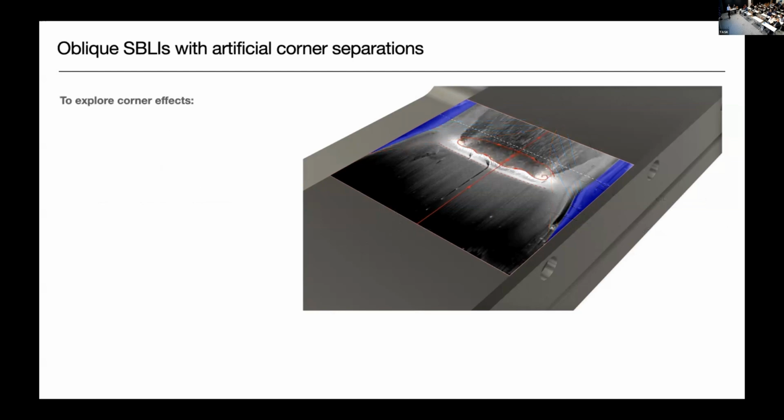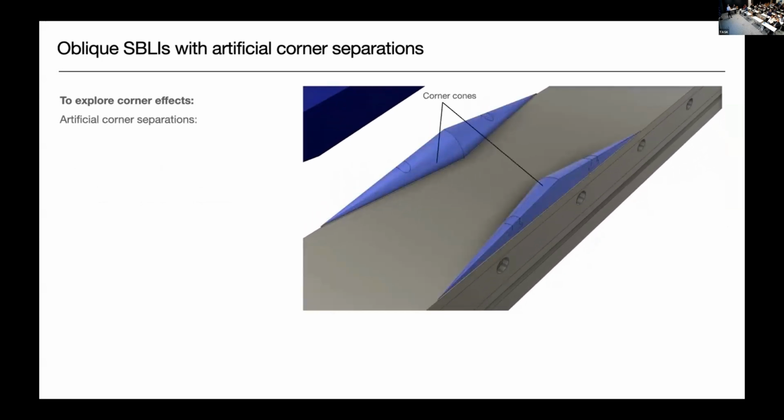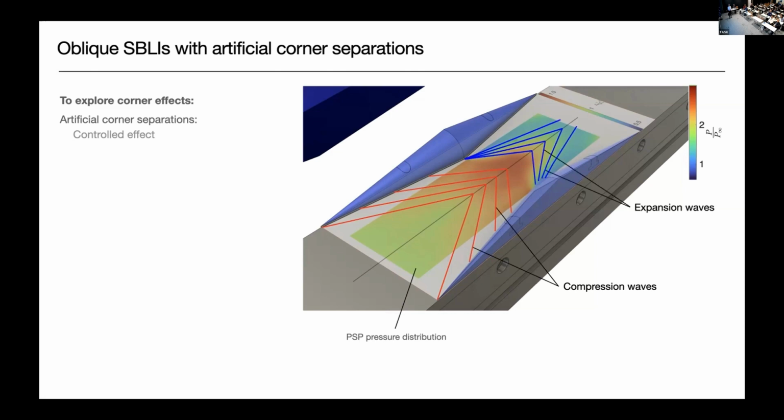Okay, so to explore corner effects in more detail, we use artificial corner separations. So in particular, we use these corner cones, these conical bodies, which we place in the streamwise corners, and this gives us a controlled corner effect. If we look at the pressure distribution without an incident shock wave, we first get an initial pressure rise, and so I've indicated that with these compression waves, and then that's followed by a pressure drop through expansion waves, which emanate from the apex of the cones.